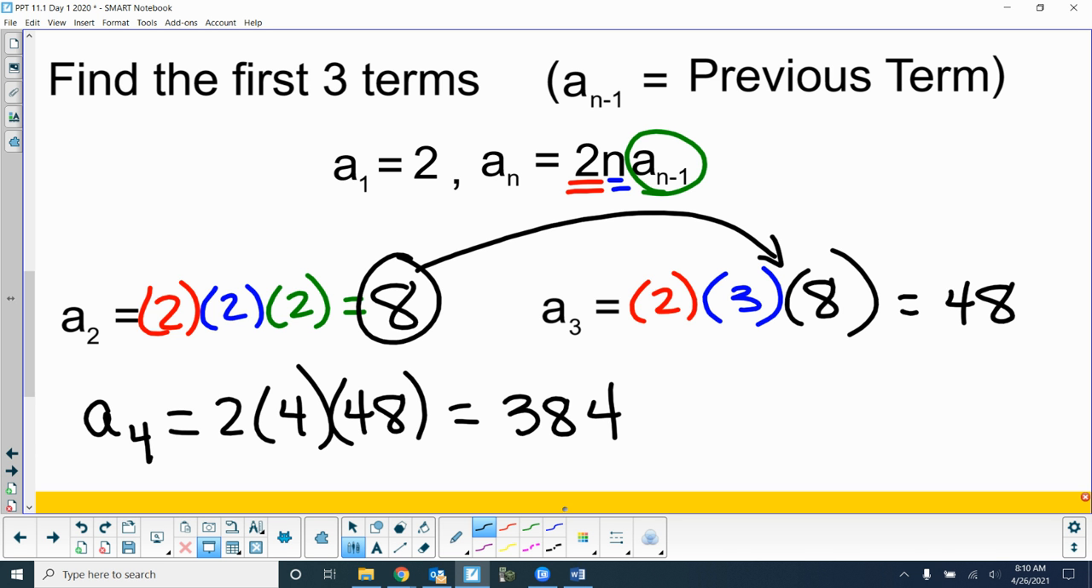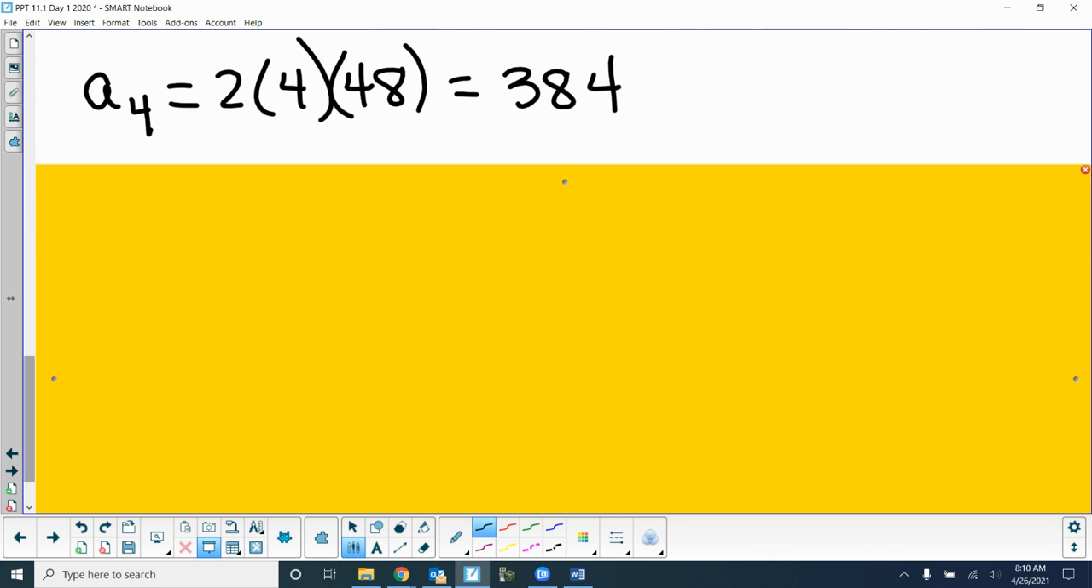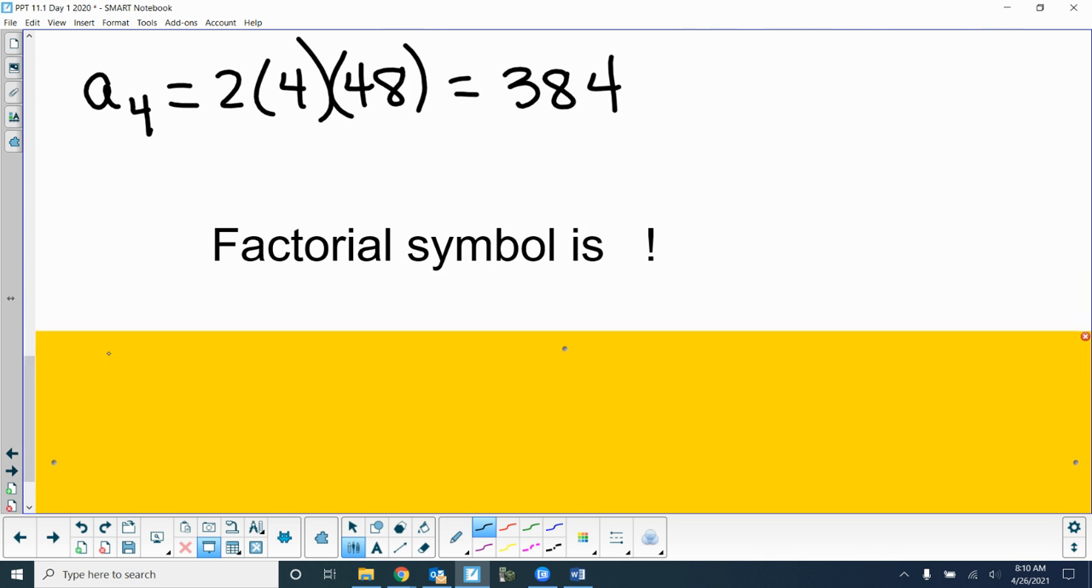Okay. So, these numbers get a little bit bigger quicker, right? So recursive means you're using the one before. I don't think I have any others.